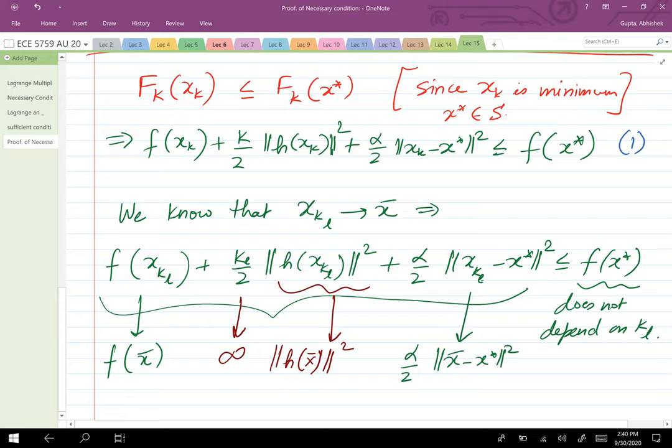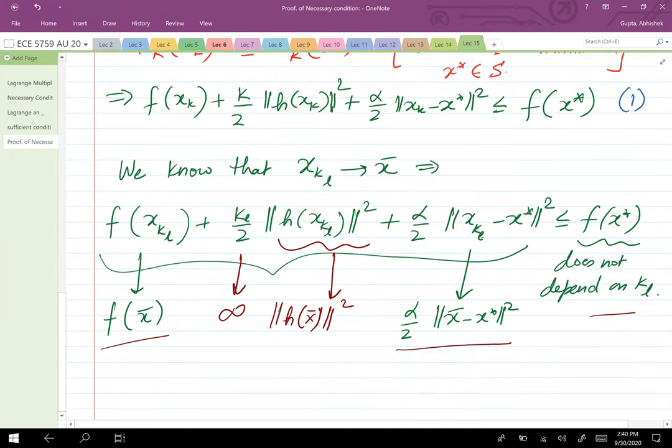What can we conclude from these expressions? So this is a finite value. This doesn't depend on KL, so it is also a finite value. One of the multipliers is going to infinity. So what does this imply for h of x bar? It has to be equal to zero. Yeah, so this must be equal to zero.